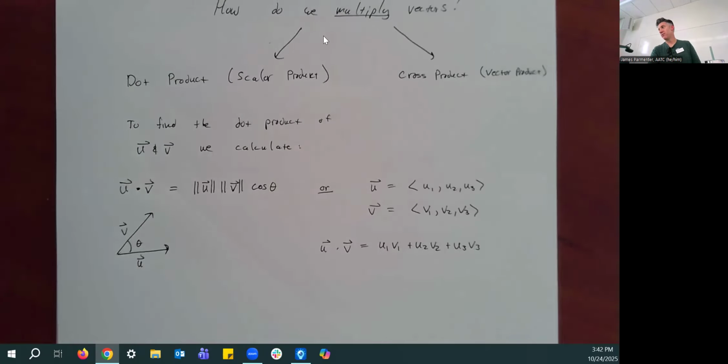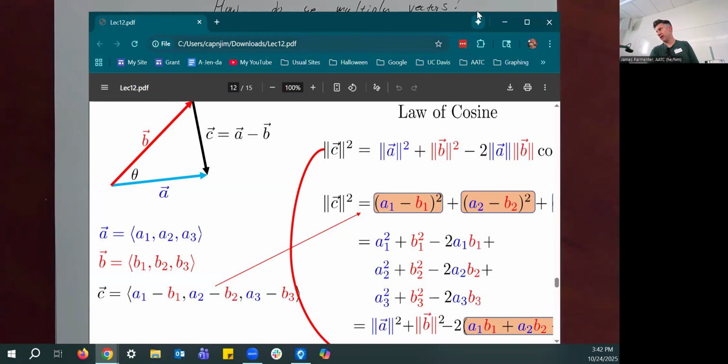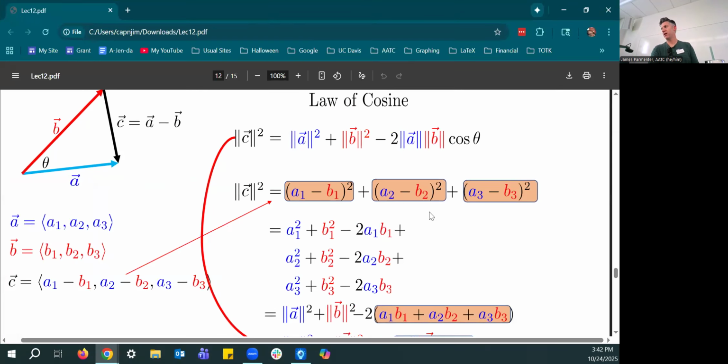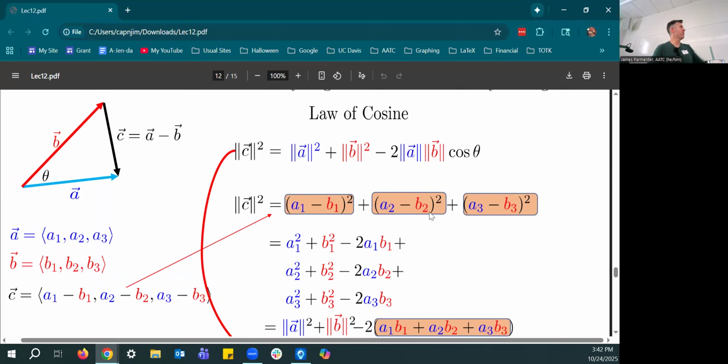So let me show you this, just because I think it's neat. I was like, oh yeah, that's true. I just never really thought about that much. So who remembers the law of cosines? Everybody, right? The law of cosines is essentially the more general version of the Pythagorean theorem.